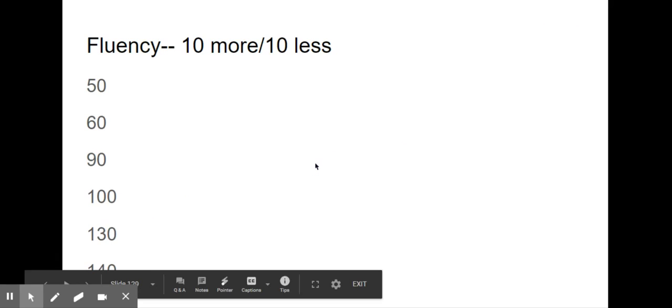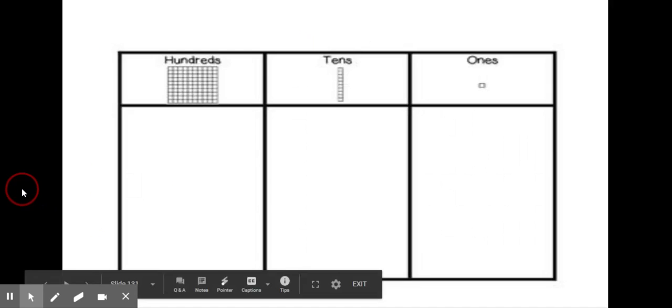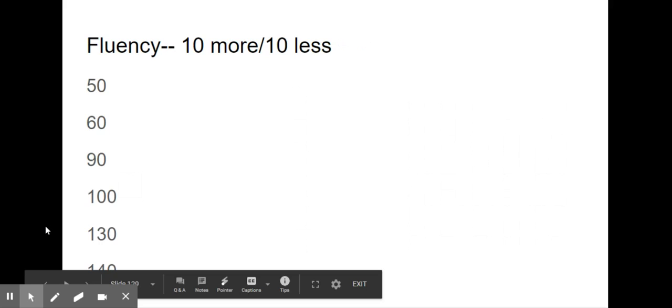Okay, now let's do a little bit of fluency before we jump into our work for today. So we're going to do 10 more or 10 less. It should be really quick. So I'm looking at, sorry guys, there we go.